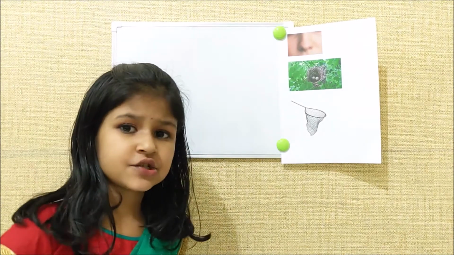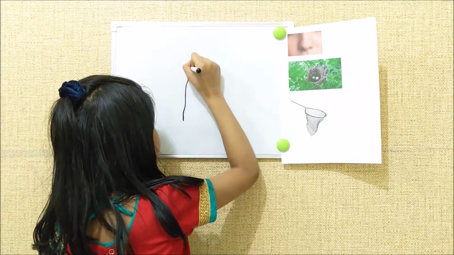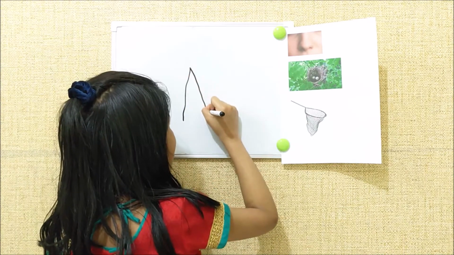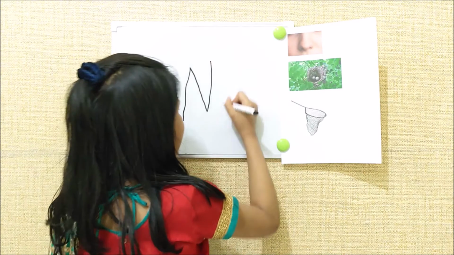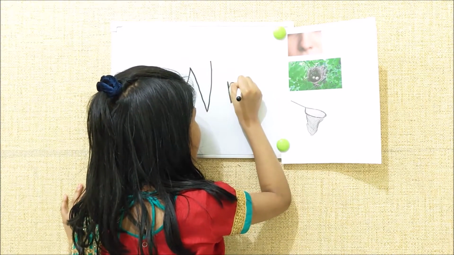Now we will write two letters together. One standing line, one slanting line, and one standing line. One standing line, one downward curve.